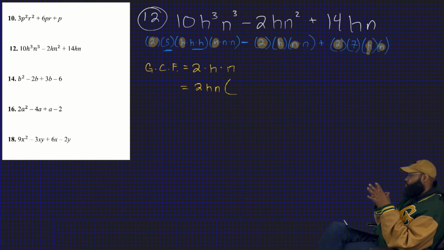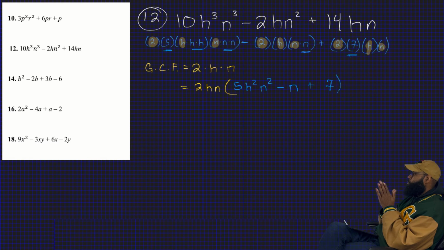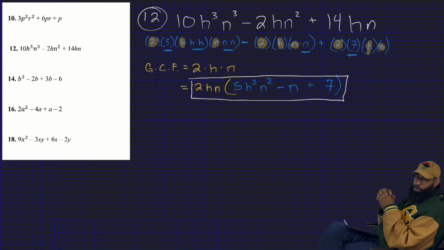And what's left with your polynomial? A 5, 2 h's, and 2 n's, so 5h squared n squared. Second term, minus what's left? Just an n. Yep, that's it. And last term, what's left? Just a 7. And that's it, guys. Got multiple colors. My OCD's kicking in because I got a yellow opening parentheses and a blue closing parentheses, but we're all good, looking good.